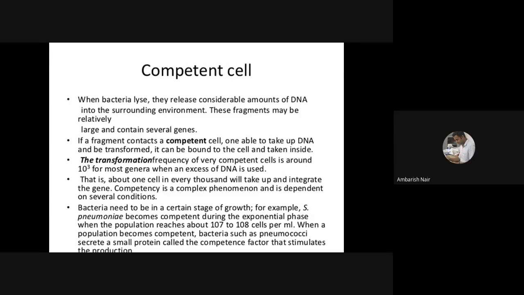That means very good nutrition is available. Today it might be 10, tomorrow it may be millions. If it is like that, then the competency of that bacteria is high in the exponential phase. It will release a factor, a protein called competence factor, that stimulates the production. So it may be an environmental condition, or the nutrition we provide, or the growth stage. In the case of Streptococcus pneumoniae, it is the exponential phase where it can take up a large quantity of genes. So that is what competency is.